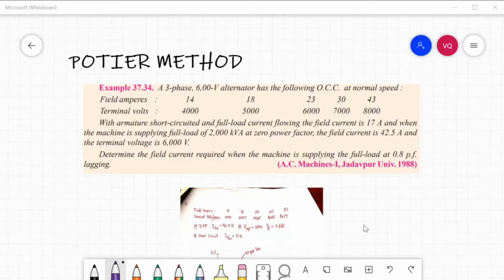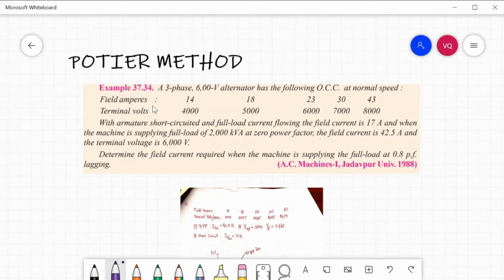Example for the Potier method. The discussion of the Potier method is posted in your MVLE. Example number 1: a 3-phase 6000 volts alternator has the following open circuit curve at normal speed.